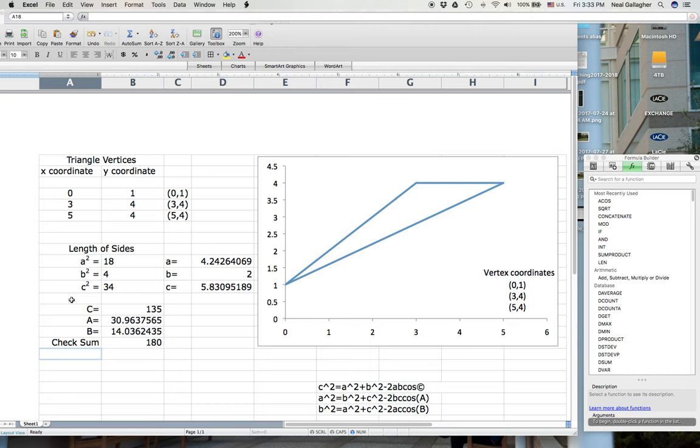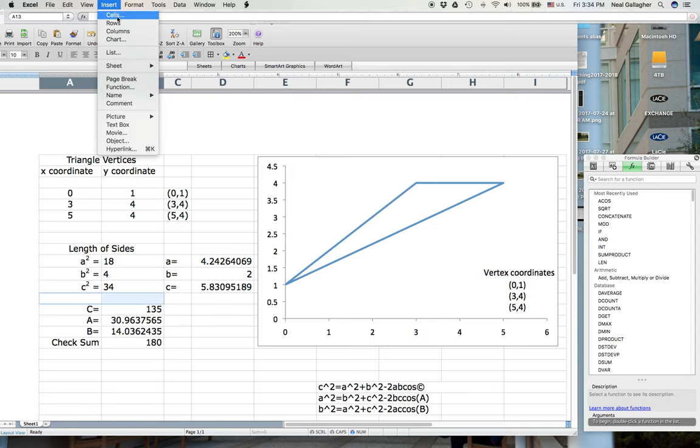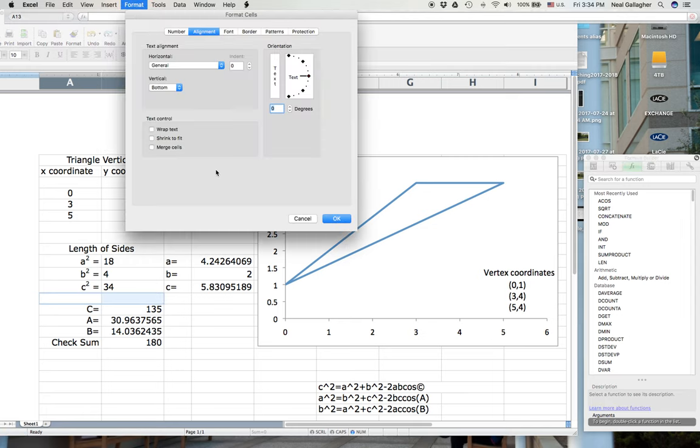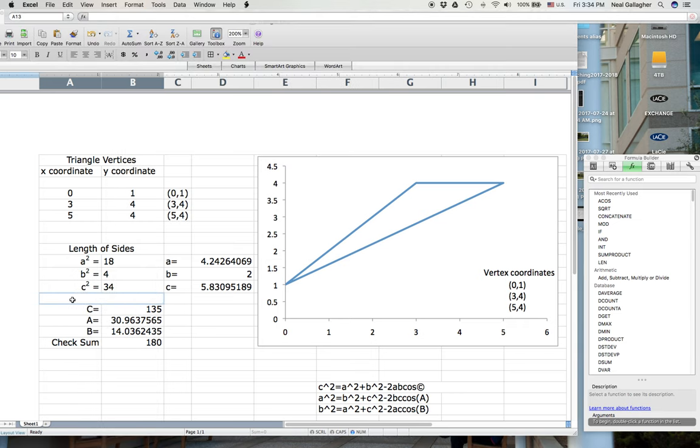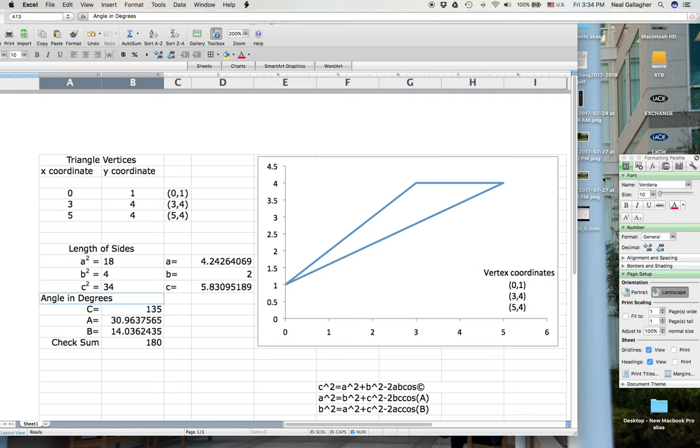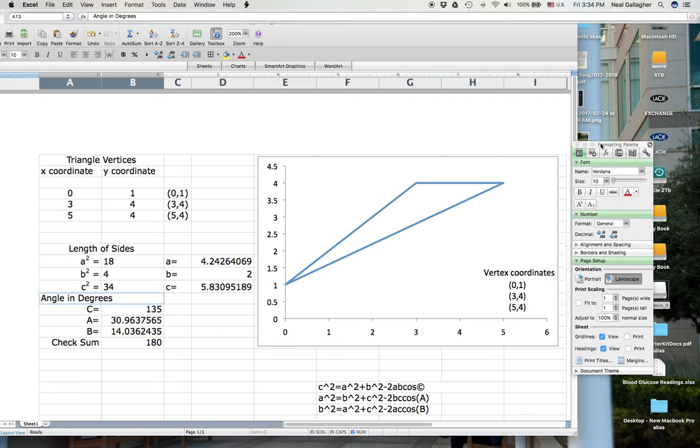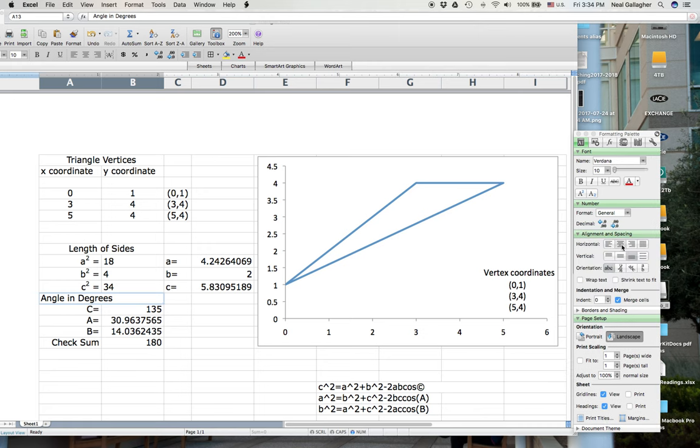So let me put that as a heading right here. Let me merge these two cells: insert, format cells, merge cells, and I'll put here angle in degrees, hit return, and then I'll move that over to the center. Alignment, center, just like that, angle in degrees. Okay, length of side. So here's our answers.